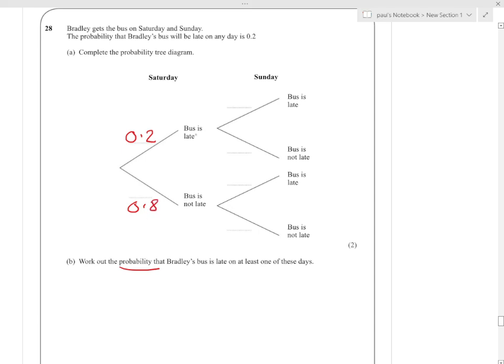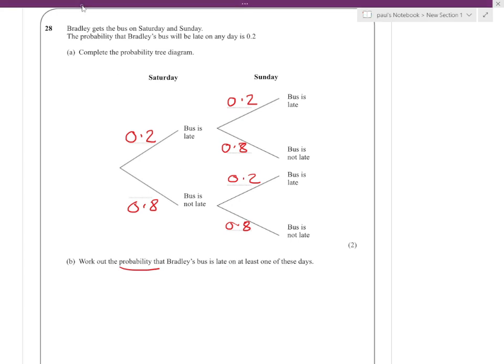That's on Saturday. Now, on Sunday, the bus is late for 0.2. It doesn't matter what happens on Saturday. So it's not late 0.8, and it's late 0.2, and it's not late 0.8. What's the probability that the bus is late on at least one of these days?